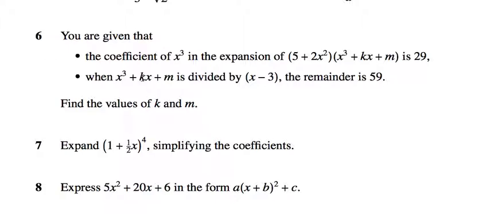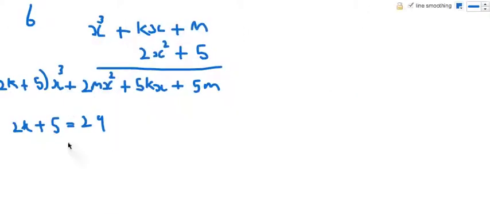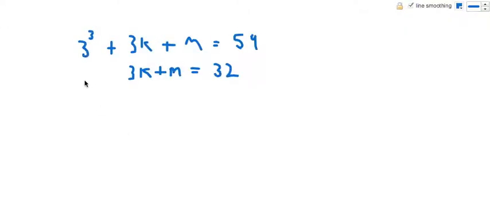So we need the other piece of information to tell us something more about k and m. So when it's divided by x minus 3, the remainder is 59. That means if we put 3 in there, it's going to give 59. So that's what I've done on the next page. So 3 cubed, plus it's going to be 3 cubed, and then it's kx, so it's 3k, plus the m is 59, and I've just moved 27 across. So 3k plus m is 32.